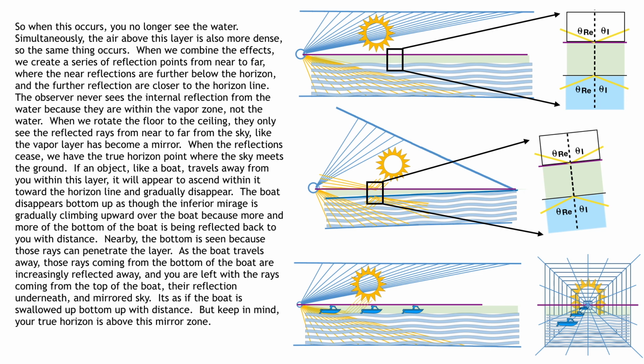So as I rotate this view within perspective, you can see how those boats would be represented in an orthographic presentation, and they continue to travel within this vapor layer, and they will get swallowed up, essentially bottom up, as they approach your horizon line. And they may actually disappear before they reach your true horizon line.